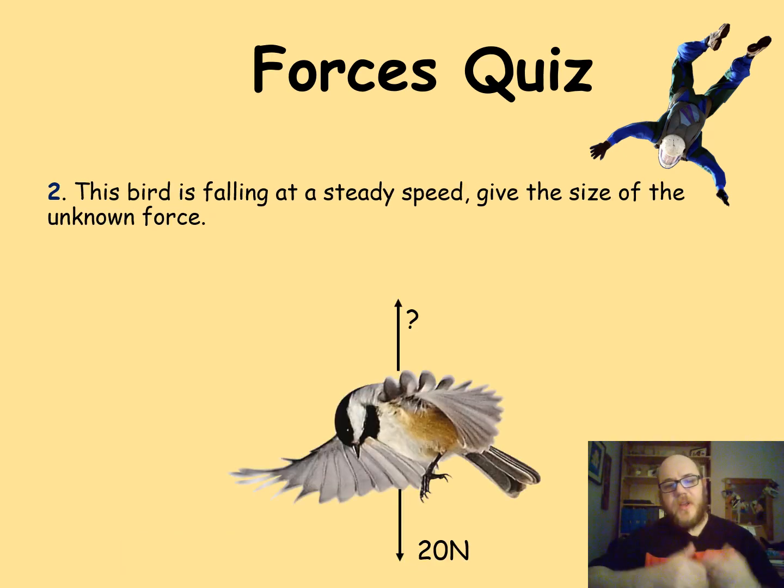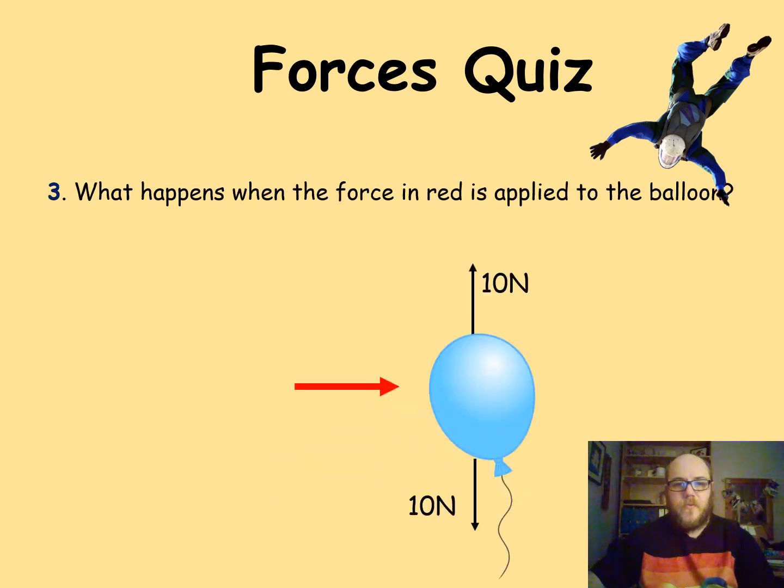Question 2. This bird is falling at a steady speed. Give the size of the unknown force. This one here. Okay, if you said this force was 20 newtons, congratulations, because it's falling at a steady speed. Its weight is 20 newtons. Because it's a steady speed, it must be a balanced force of 20 newtons.